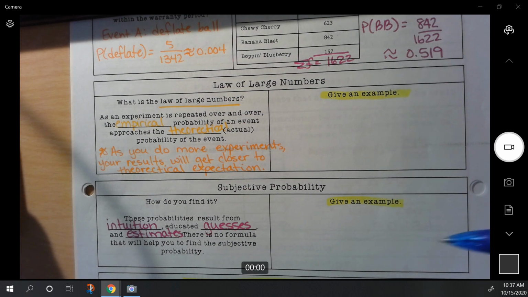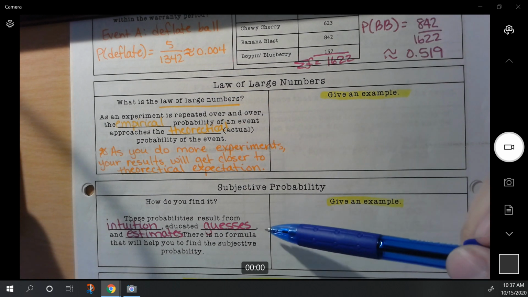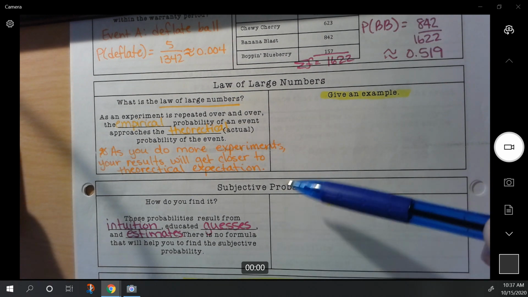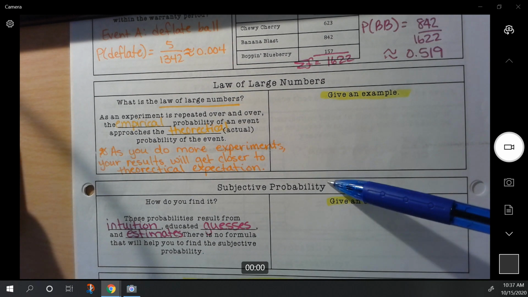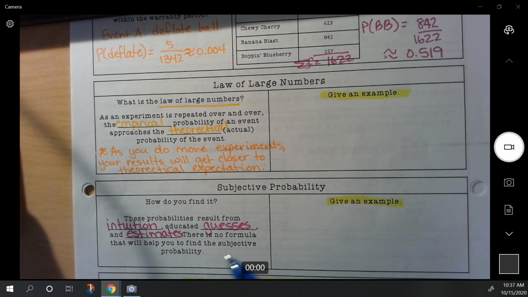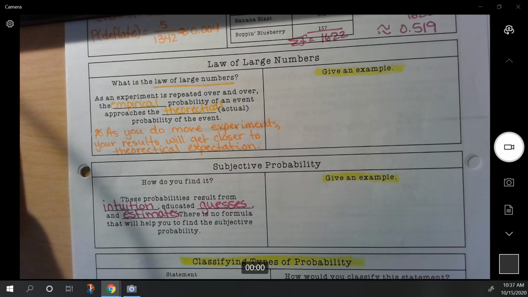So give an example of a large number. How do you find it? Well, these probability results come from intuition for subjective probability. How do you find it? They come from intuition, guesses, and estimates. So what you would do is look at past experience and then make a future explanation or future guess. That does not mean that it's going to be accurate.